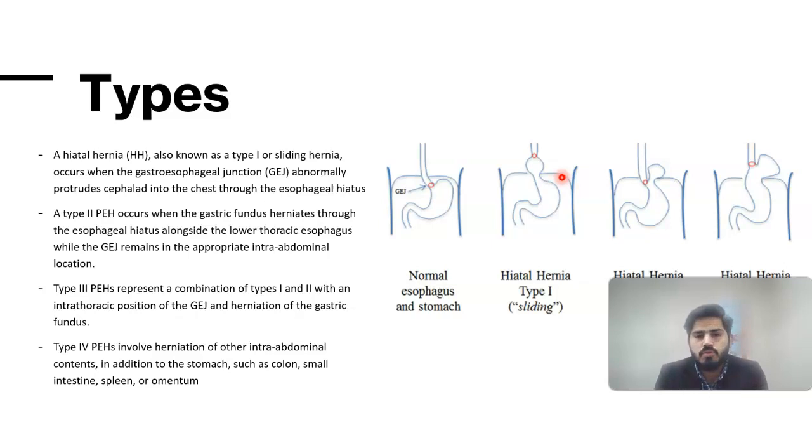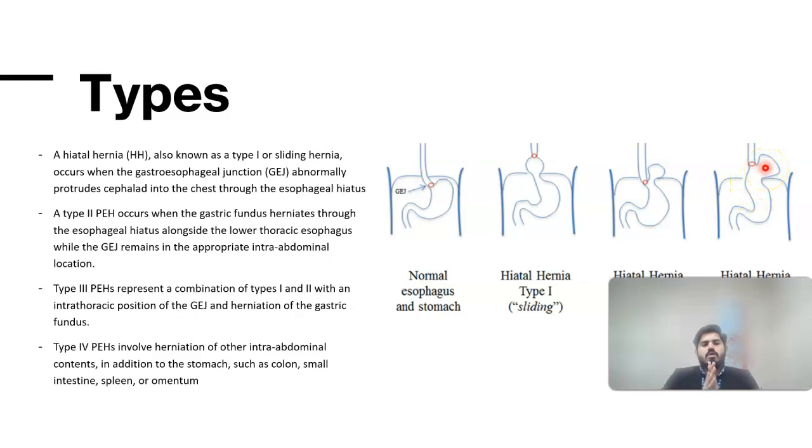In the type 2, the gastroesophageal junction is right in the abdomen over here, but a small part of the stomach rolls up through the hiatal opening and enters into the chest cavity. And the type 3 hiatal hernia, we also call the mixed hiatal hernia. In this, both the gastroesophageal junction and part of the stomach go up.